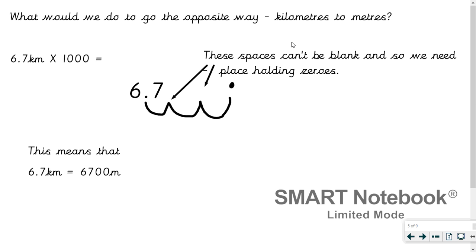If we were going the opposite way, so kilometers to meters, so 6.7 kilometers, we times, because there's going to be more meters than there are kilometers when we do the equivalency. 6.7 times 1,000, so we're going to do our jumps to the right. It's times 1,000, 3 jumps, 1, 2, 3, and the decimal point would go there. Now these spaces can't be blank, so we need to use placeholding zeros. So we put 2 placeholding zeros in, which would give us 6,700 meters. Hopefully nothing too tricky and challenging, since we've been doing this a lot this week already.